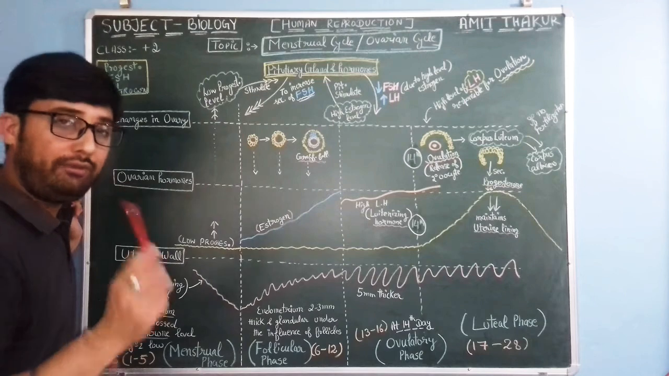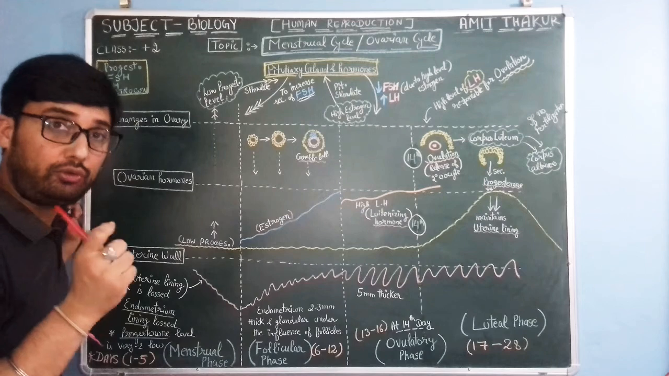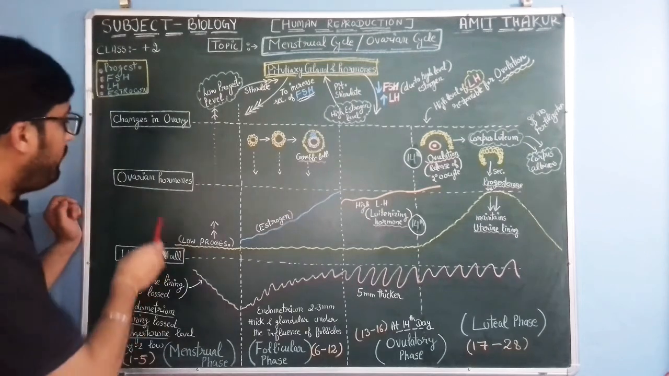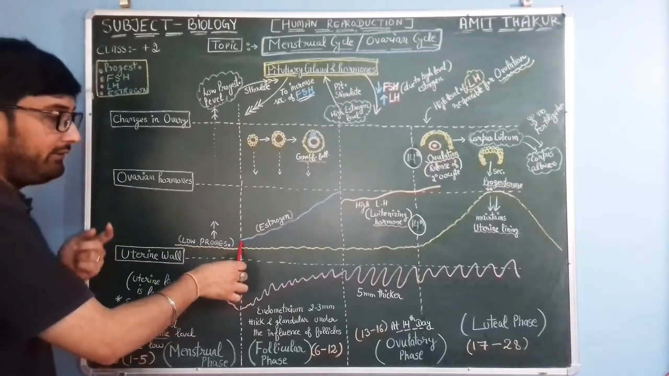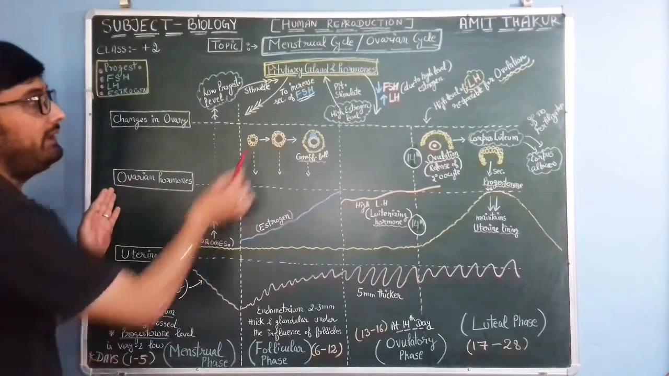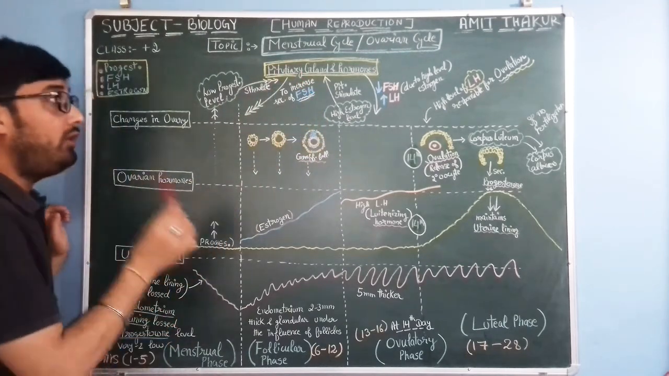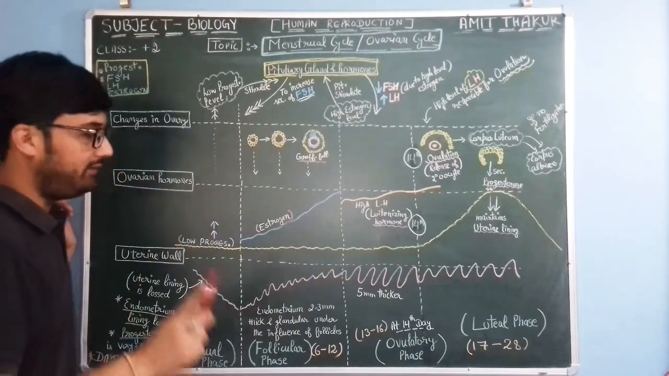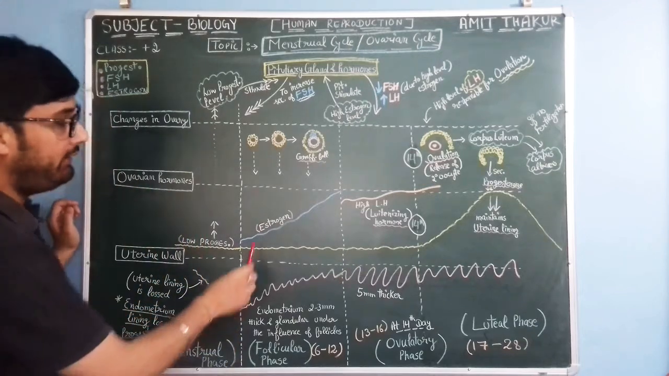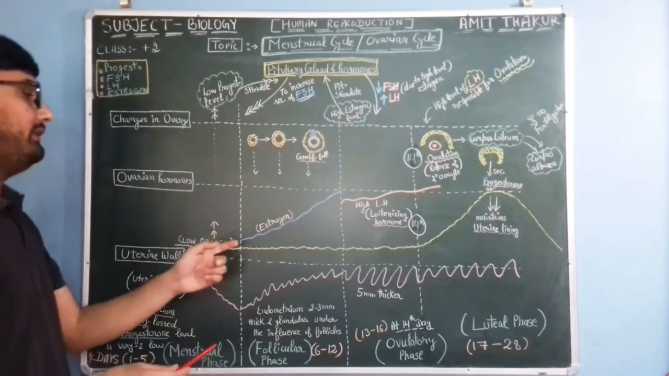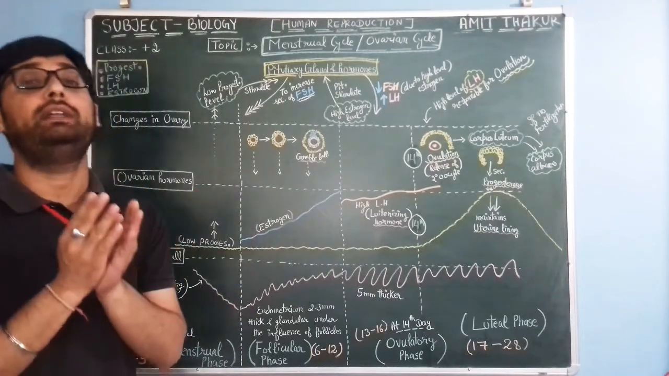Along with the secretion of FSH, the female sex hormone known as estrogen is released. Estrogen is an ovarian hormone, that's why I have shown the estrogen level over here, ovarian hormones, and FSH is here just because it is secreted by the pituitary gland. So along with FSH secretion, another hormone, the female sex hormone estrogen, is released, and its level becomes very high.